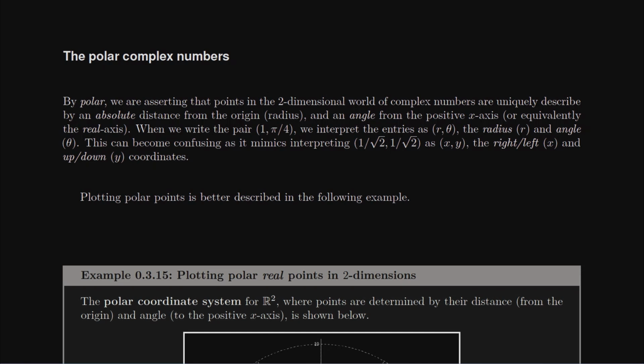So moving on to the next subsection, which is underneath the complex numbers section of the entire book. We're looking at the polar complex numbers today. So polar, as I hinted in the previous video, is the counterpart to a Cartesian coordinate system. And these are systems which describe a two-dimensional space. So think about the xy plane.